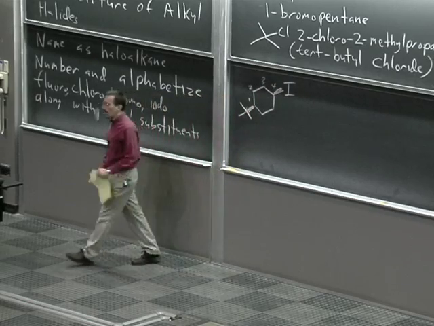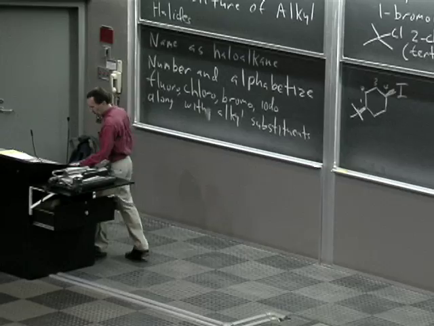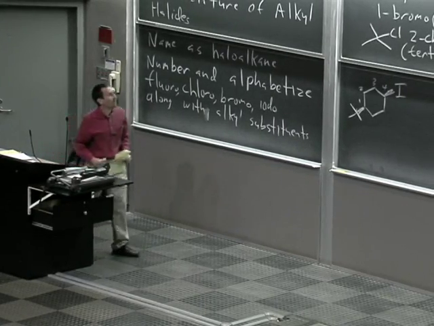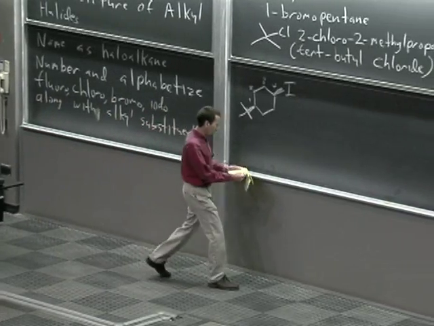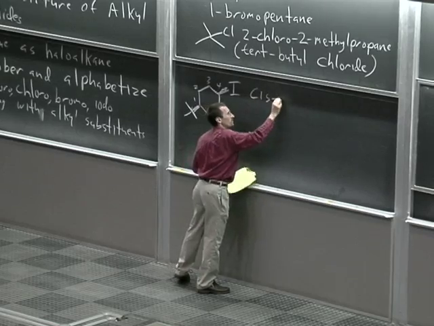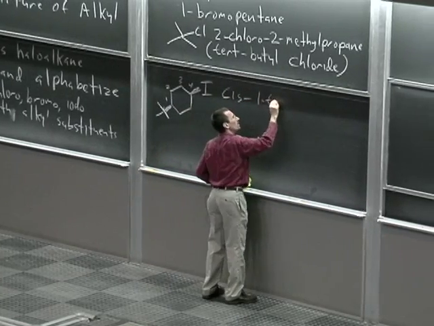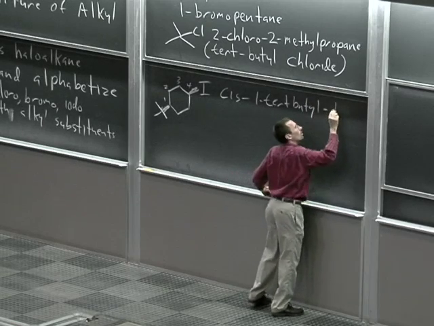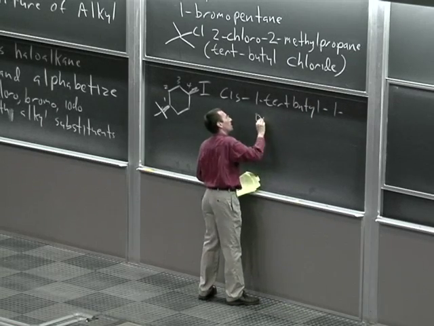And so this compound becomes 1-tert-butyl-4-iodocyclohexane, and more specifically, we indicate the stereochemistry. Cis-1-tert-butyl-4-iodocyclohexane.